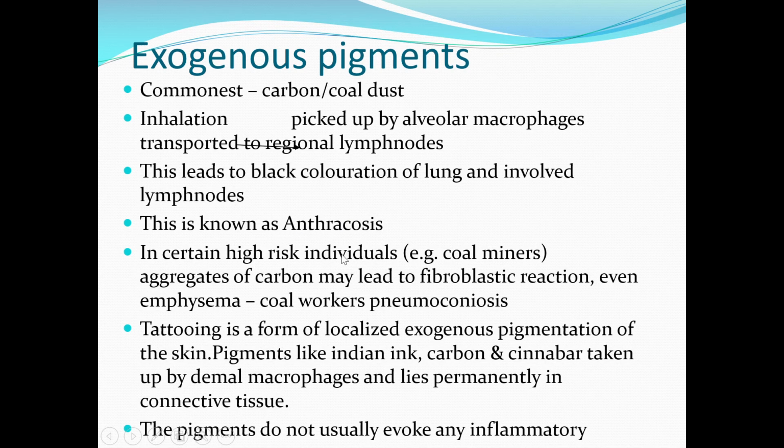In certain high-risk individuals, for example coal miners, the aggregation of carbon may lead to fibroblastic reaction and even emphysema. So it is known as coal worker's pneumoconiosis. So it is an example of exogenous pigment in the lungs. Tattooing is another form of localized exogenous pigmentation of the skin. Pigments like India ink, carbon and cinnabar are taken up by the dermal macrophages and lie permanently in the connective tissue, and these pigments do not involve any inflammatory reaction.